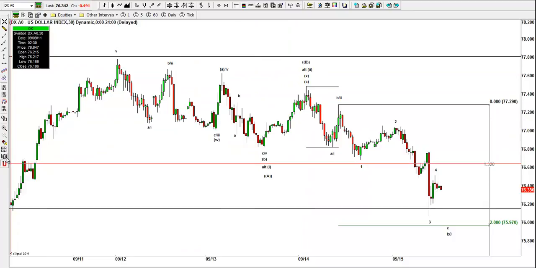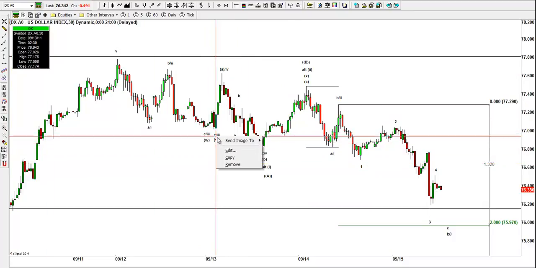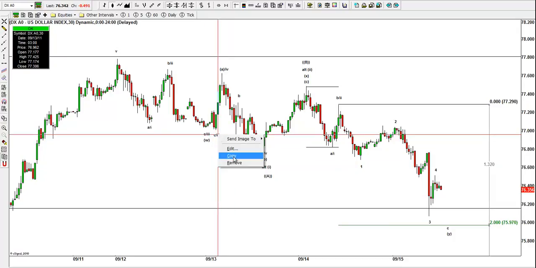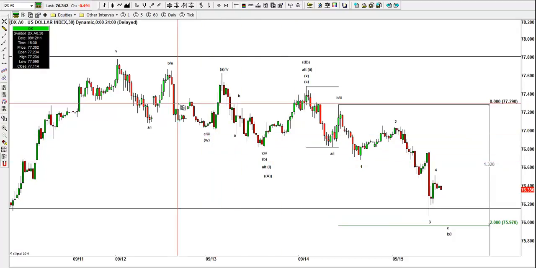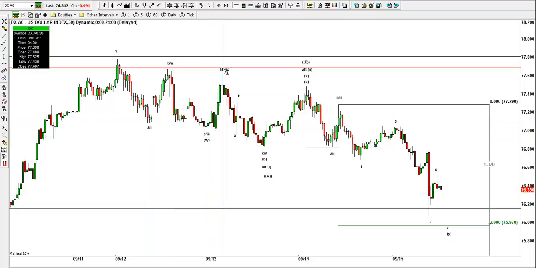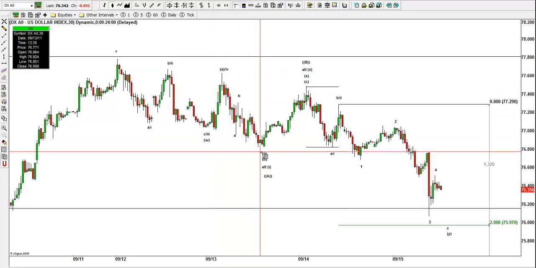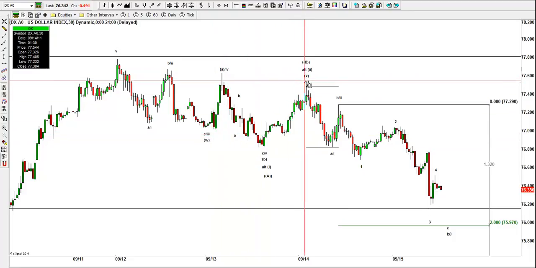Now, if you want to make it look better, you can put the end of this wave right here and make the A wave of a flat another flat. So technically, what you have is 1, 2, 3, W, and then you got A, B, Z in a flat.